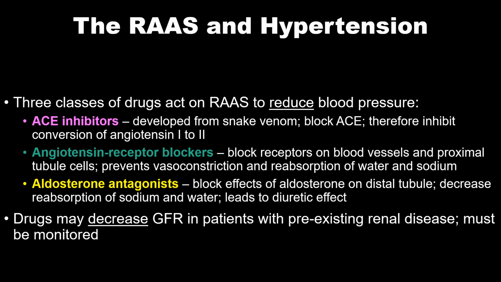You also have ARBs, angiotensin receptor blockers, and they block angiotensin receptors on blood vessel cells as well as the proximal tubule. And so this prevents vasoconstriction and sodium ion water reabsorption, respectively. You also have aldosterone antagonists, which block the effects of aldosterone on the distal tubule, therefore lowering the amount of reabsorption of sodium ions and water.